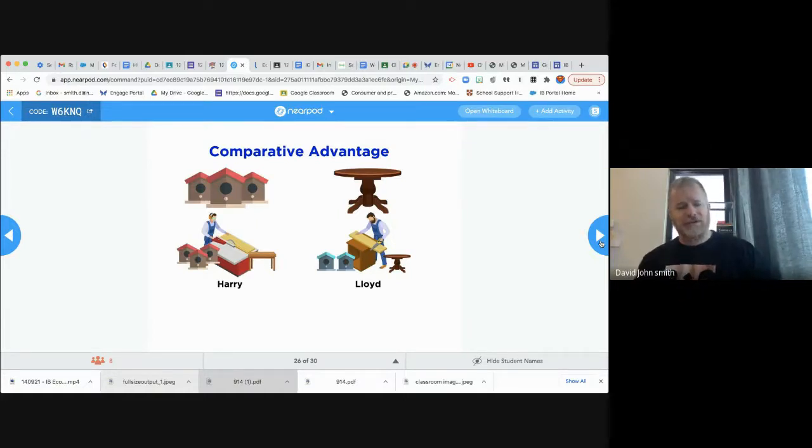Now, in theory, Harry could produce both, and Lloyd could produce both. But if Harry chose to specialize, okay, and Lloyd chose to specialize, then they'd actually be better off for it, because they would be able to trade their surpluses and gain extra revenues. That's what comparative advantage is all about. It's about having a lower opportunity cost, being able to produce these products more efficiently and better than the other country, right?